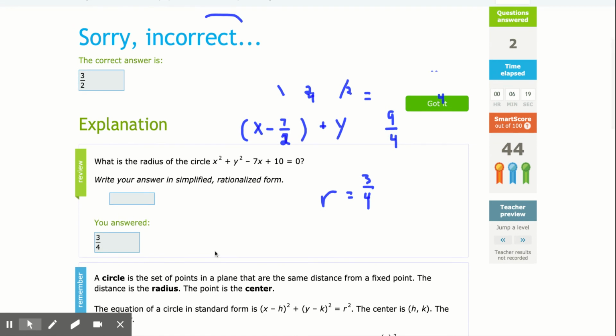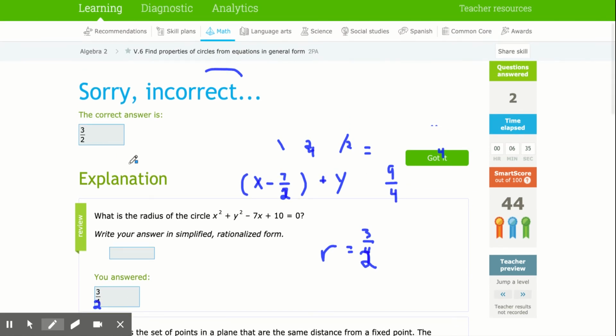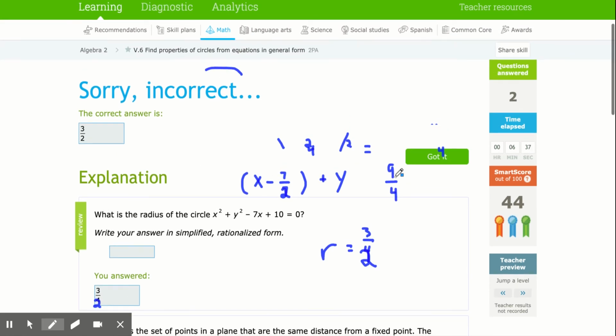What did I put? The correct answer is 3/2. Oh, I didn't square the 4. I see my mistake. Square root of 9 is 3. Square root of 4 is 2. So I should have typed in a 2, not a 3/4. It's a 3/2. Make sure you square root both the top and bottom of the radius squared, or the fraction that's given.